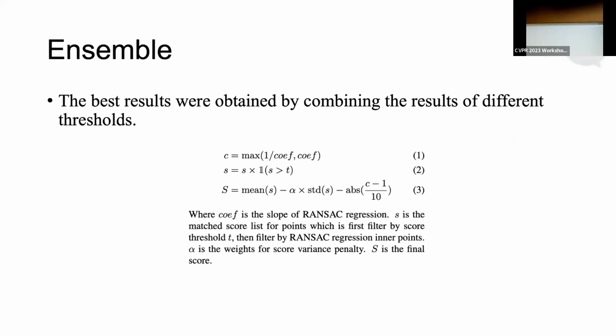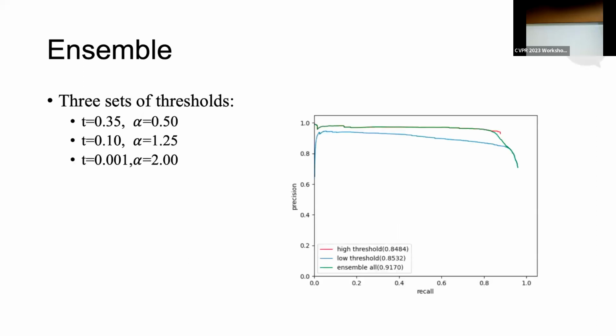Our ensemble approach can lead to significant improvements. Score is the matched score list for points, which is first filtered by score threshold T, then filtered by RANSAC regression inner points. We use the mean score and penalize the score variance, where alpha is the weight of the penalty. Also, we penalize those matching segments that are not diagonal. Our model finally uses 3 sets of hyperparameters T and alpha.